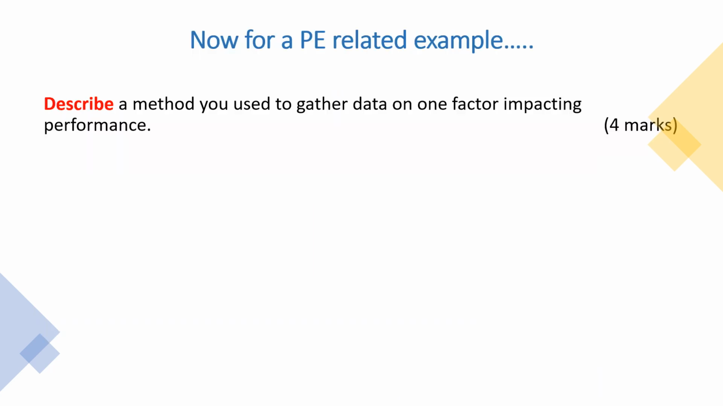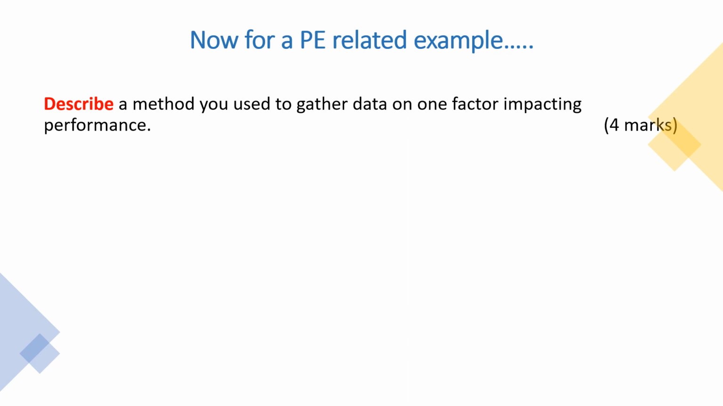After having that general example from Nando's, we're now going to go for a P-related example. So the question is, describe a method you use to gather data on one factor impacting performance. Again, my focus here is to give you the relationship between describe and explain so that you can understand that there is a difference between the two. After that, we will move on and look purely at explain questions, but hopefully this will improve your understanding.